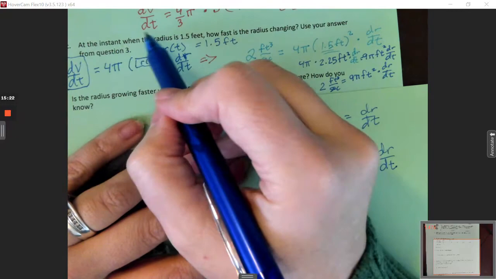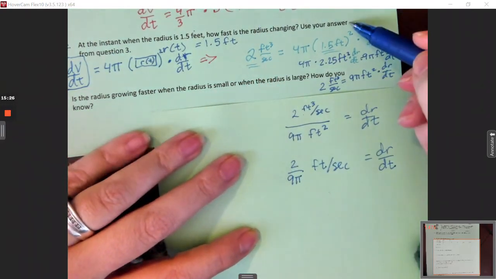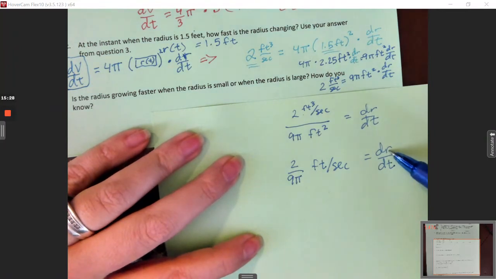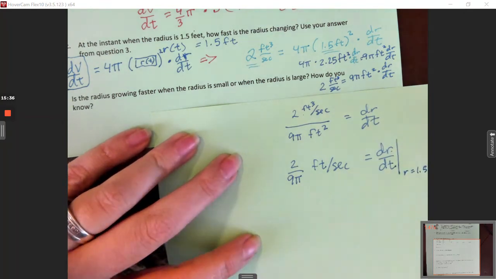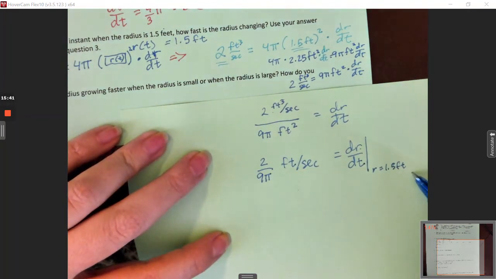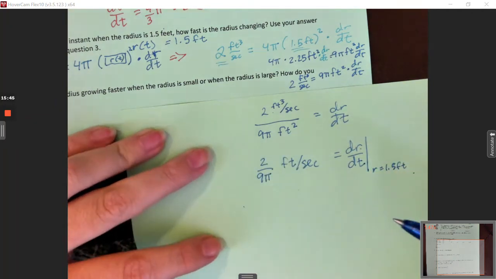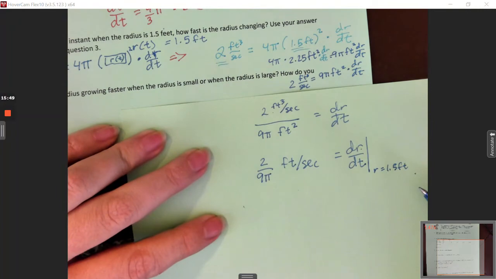At the instant when the radius is, how fast is the radius changing? Okay, so this is not always dr/dt. It's dr/dt at r equals 1.5 feet. Okay, I feel better about that. It's really important that we know that. That's a specific number, and I can make this a decimal. I'm not going to. I like it like that. I'm a big fan of accurate answers.